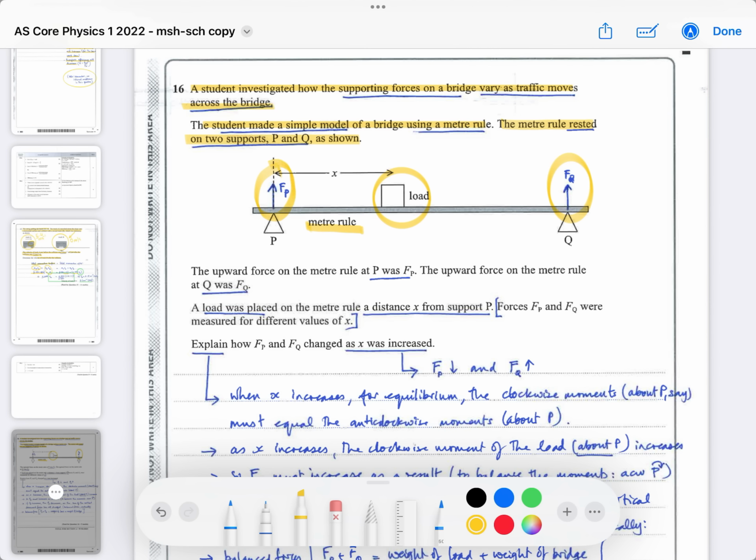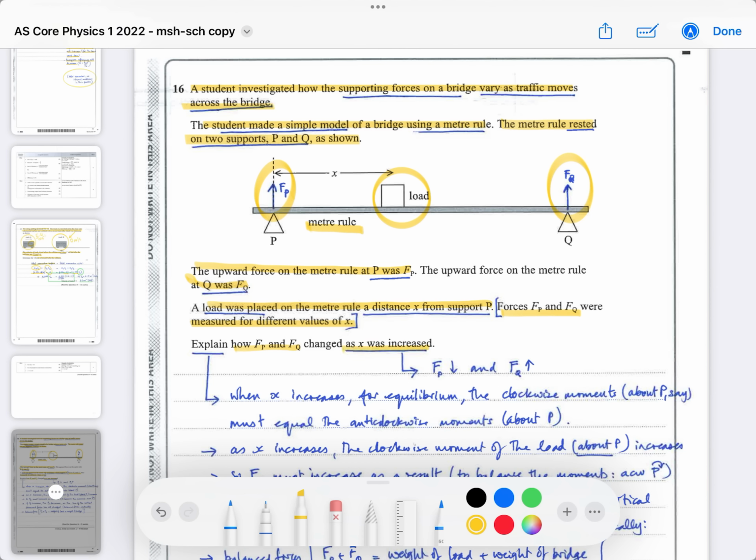So the upward forces must balance the downward forces. The upward force on the ruler was FP and FQ, as I've just mentioned. The load was placed on the meter rule at distance x from support P. Forces FP and FQ were measured for different values of x, so they're doing an investigation. Explain how FP and FQ changed when x was increased.